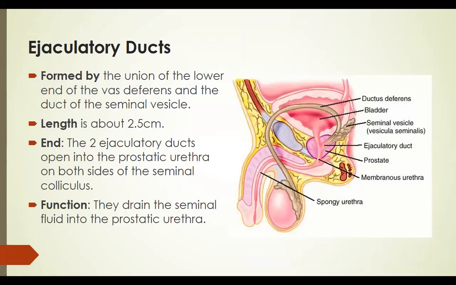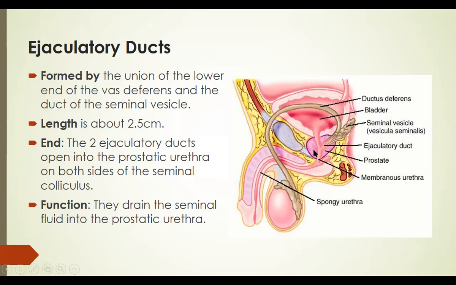Now coming to the next structure. The seminal vesicle will drain into the ejaculatory duct, formed by the union of the lower end of the vas deferens as well as the duct of the seminal vesicle. The length is very short, just 2.5 centimeters, before it opens into the prostatic urethra. Because there are two seminal vesicles, there are two ejaculatory ducts opening into the prostatic urethra.